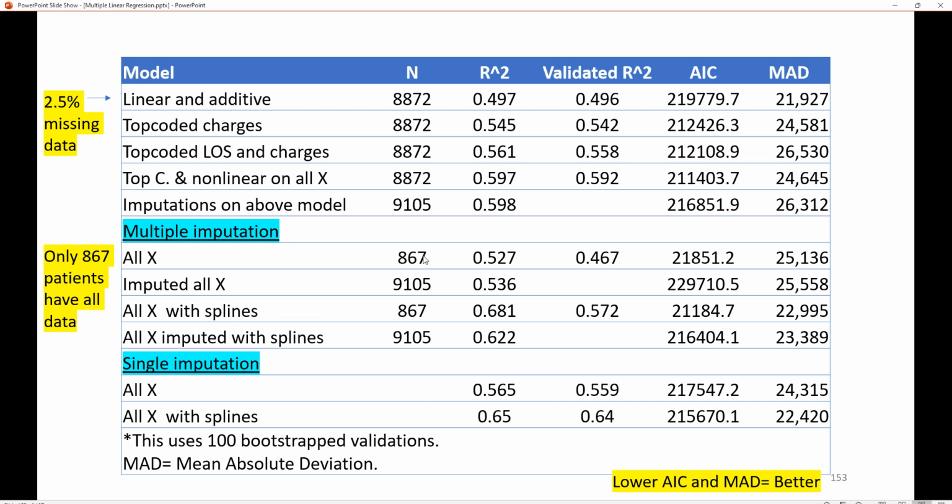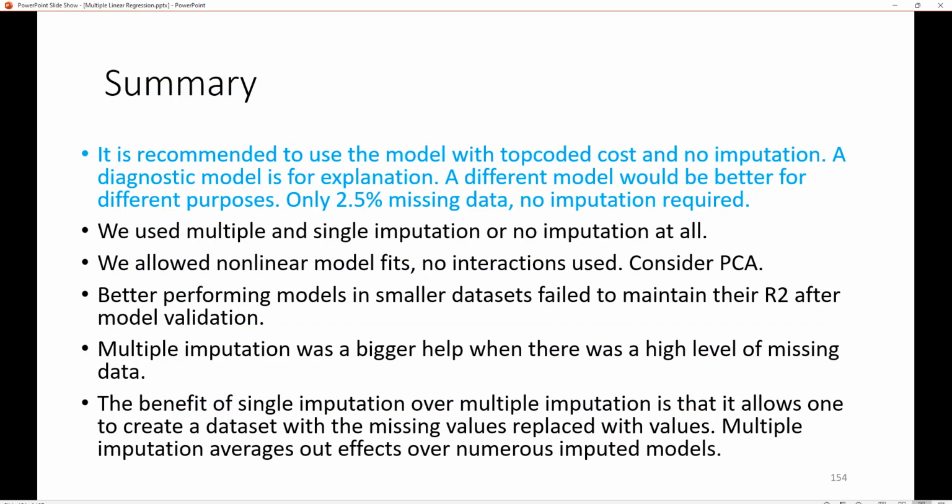But in this we can compare how each of the different models perform and what's the benefit from these different methods that we've used. And in summary, it's recommended to use a model with the top coded cost and no imputation. A diagnostic model is for explanations. A different model would be better for different purposes.